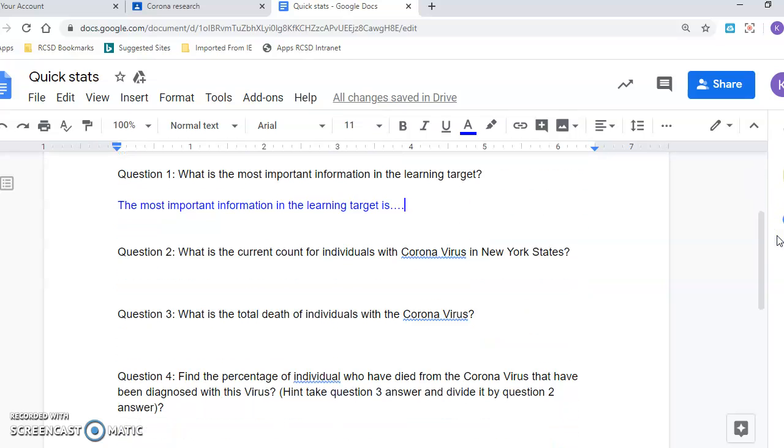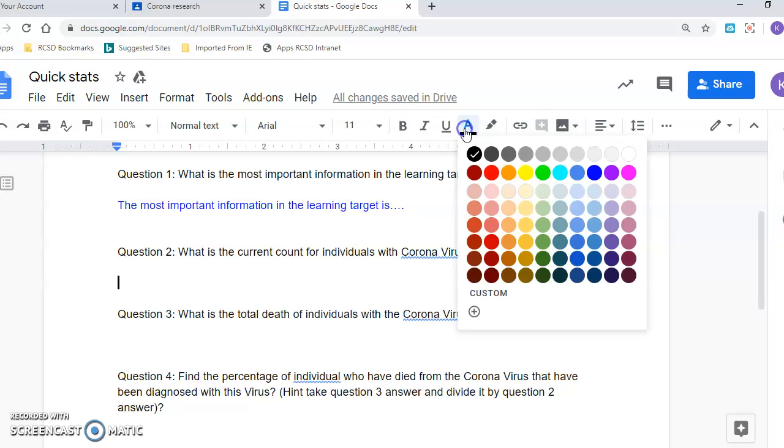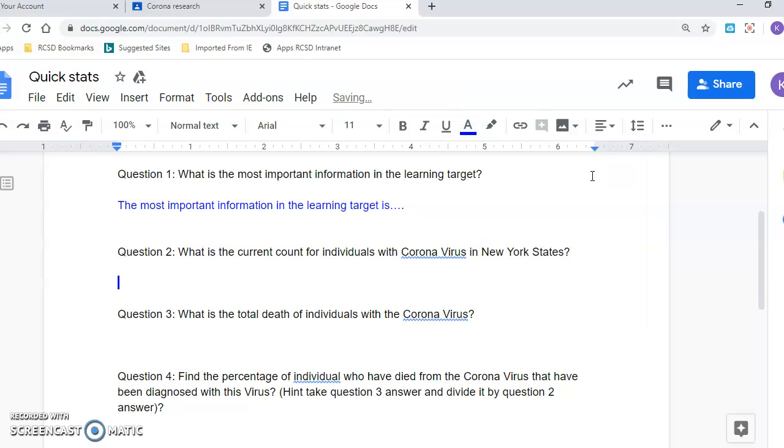Okay, question 2: What is the current count for individuals with the coronavirus in New York State? Again, I'm going to show you how I like to write in blue, a different color. The current count of individuals with the coronavirus in New York State is, okay, now I've got to do some research.